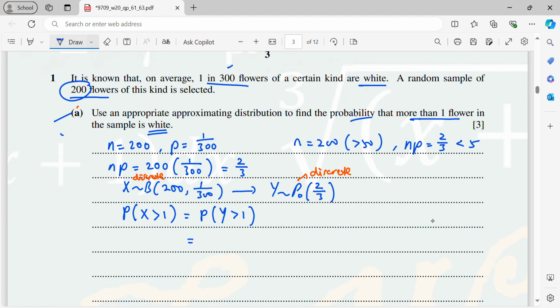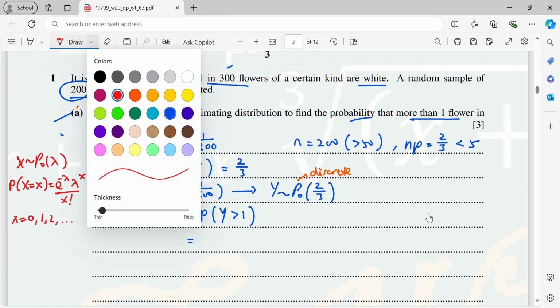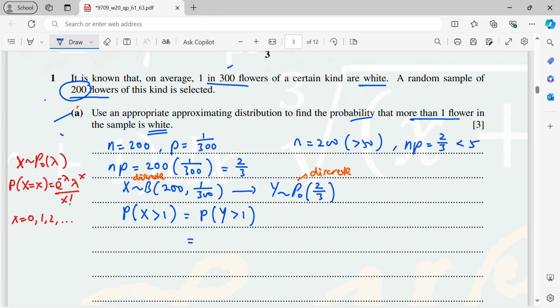Since this is Poisson distributed now, I will refer to the Poisson formula. The formula is e to the minus lambda, lambda to the x over x factorial, so the x starts from 0, 1, 2, 3 until infinity. Since we do not know the last value of the variable, and Y greater than 1 is actually 2, 3, 4 onwards, I will use the complementation rule, which means 1 minus all the previous Y. So your previous Y will be 0 and 1.